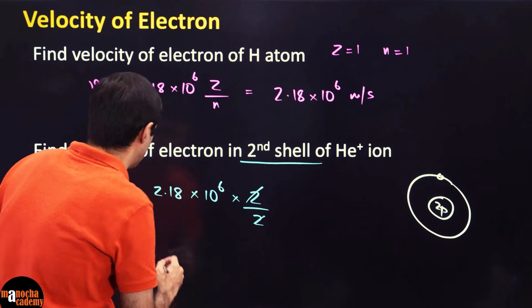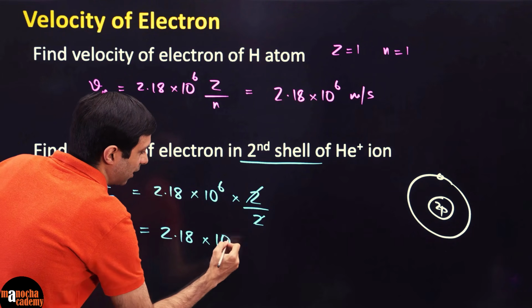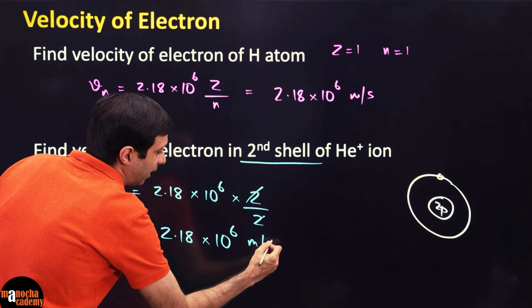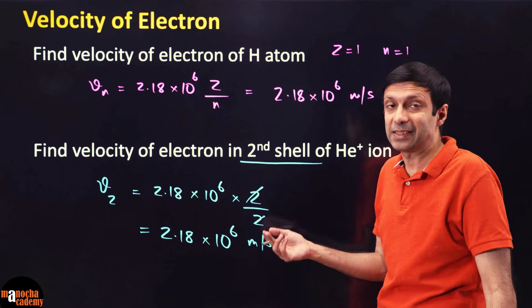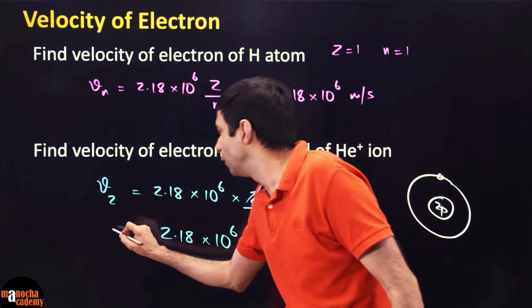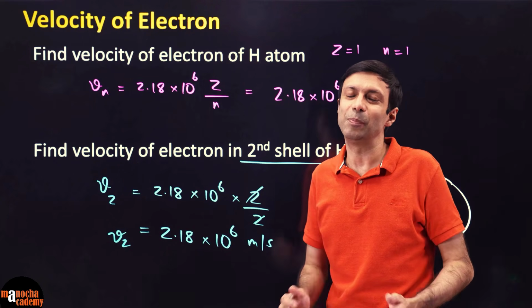2 and 2 will get cancelled. So we get the same velocity as the hydrogen atom, 2.18 times 10 to the power 6 meter per second. That is the velocity of the electron in the second shell of the He plus ion.